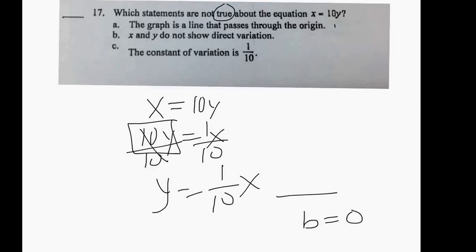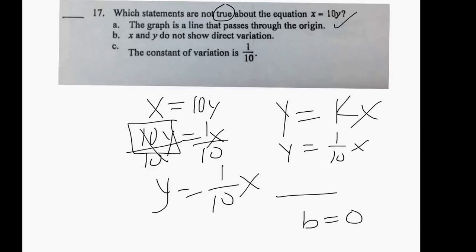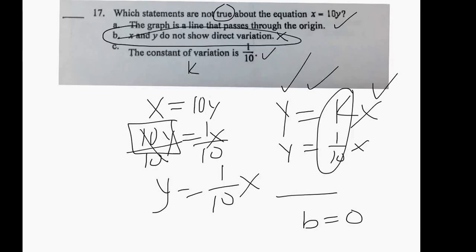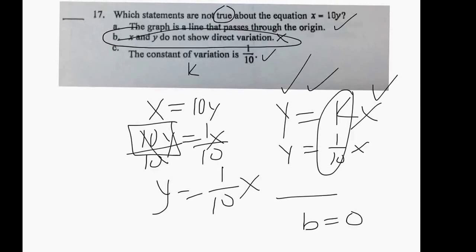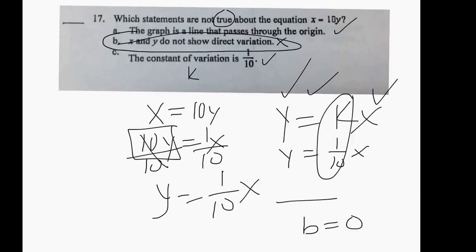So we're looking for not true. That is true. A direct variation is y equals kx. So this says that x and y do not show direct variation. So if I line this up, does this fit the mold of a direct variation? Y equals k, a number, and x. So this looks like that's a true statement, which is going to make it the right answer. The constant of variation is k, so that is a true statement also. So B is the right answer because it's not true. This thing does show a direct variation.